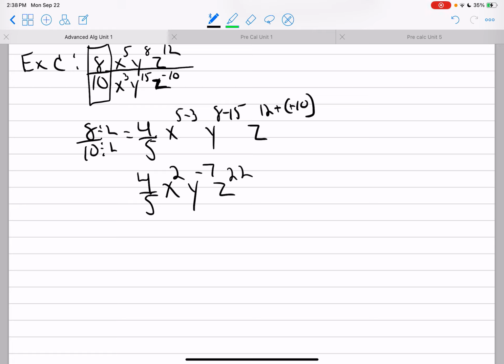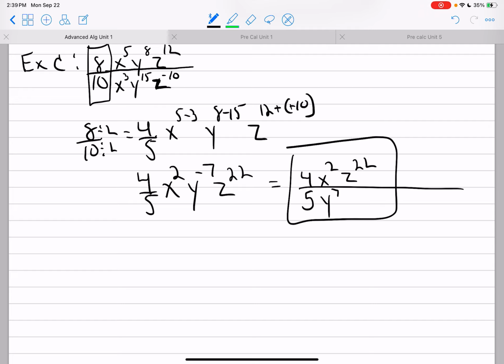Cool. Let me rewrite this with no negative exponents. So that equals, I have 4/5. X squared stays at the top. Y to the 7th moves to the bottom. And z to the 22nd stays at the top. There is my final answer.